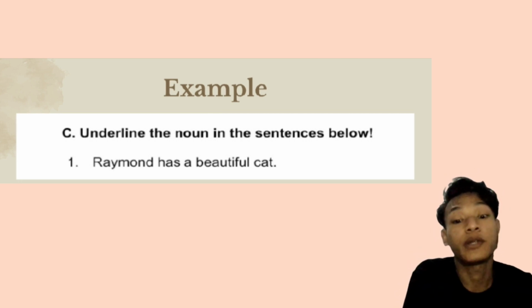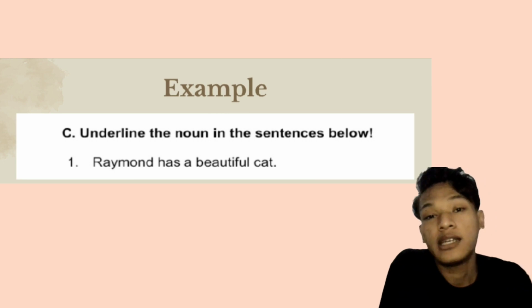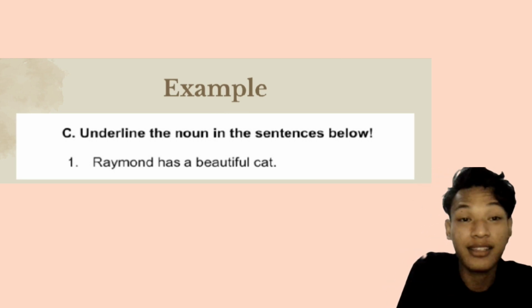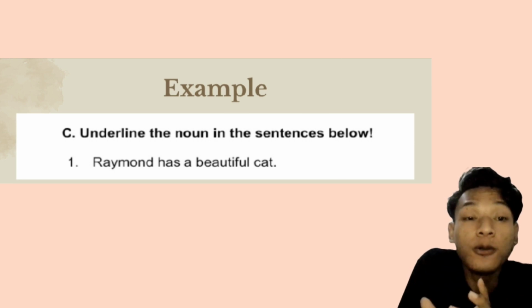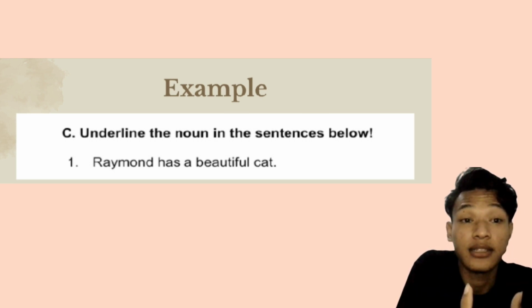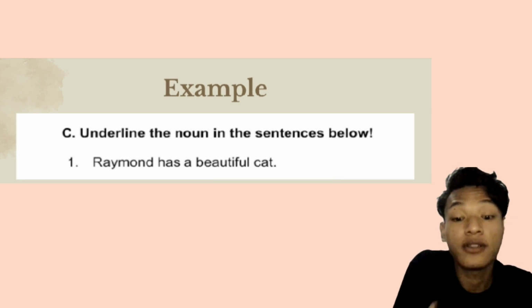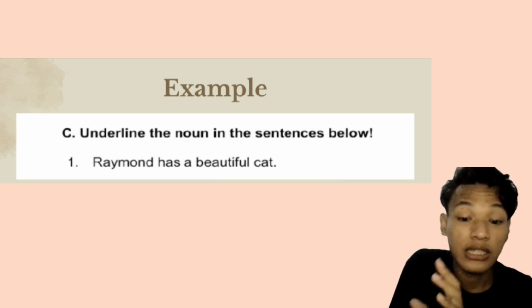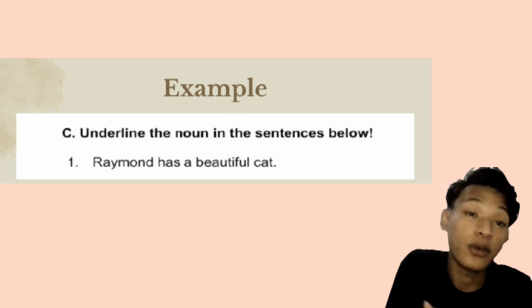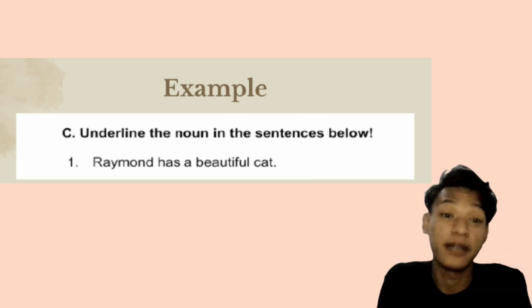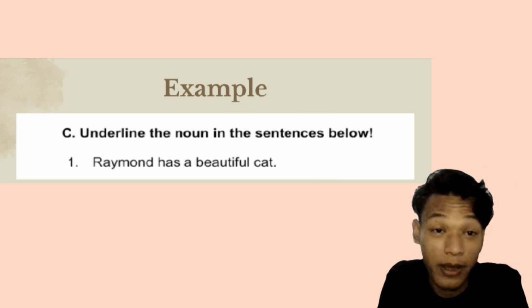Question number 1 is Raymond has a beautiful cat. Raymond is a name of person and cat is a name of object. So, Raymond and cat, they're nouns. So the answer of the question number 1 is Raymond and cat because Raymond and cat is a noun. Beautiful is adjective. That's not noun. And the next material will be explained by Azara Lulta.